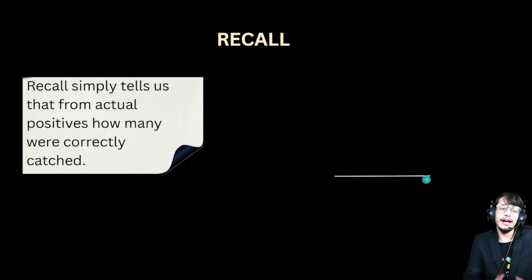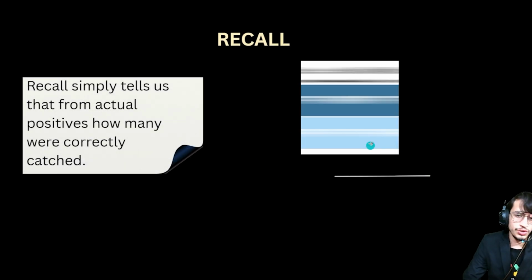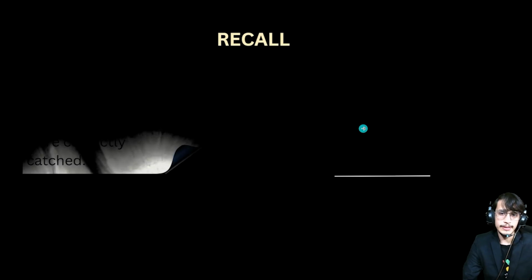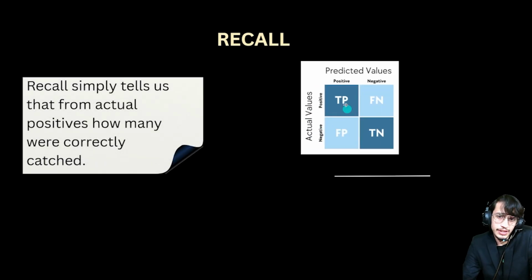Now recall. Our precision showed us how many true positives there are in the predicted values, but recall tells us how many were correctly identified from the actual values, meaning among the actual positives, how many were correctly identified. In precision we were saying, from the model predicting positive, how many were actually positive.